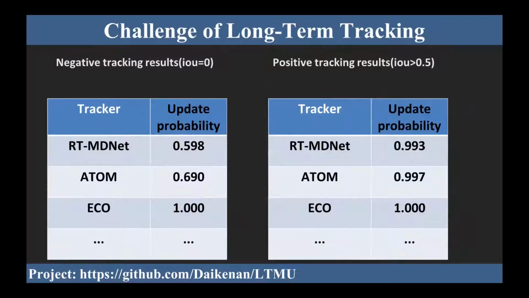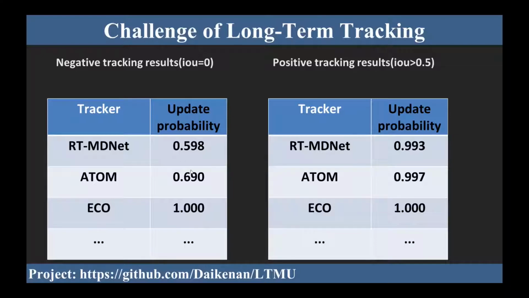We evaluate some popular short-term trackers that need to be updated online. Here I'm just going to list some of them. We evaluate them on a long-term dataset and collect their update information, and we find a phenomenon. When the tracking result is good, like this, it has a very high update probability. That's fine. However, when the tracking result is wrong, that means the result has no overlap with the ground truth, it still has a very high update probability.